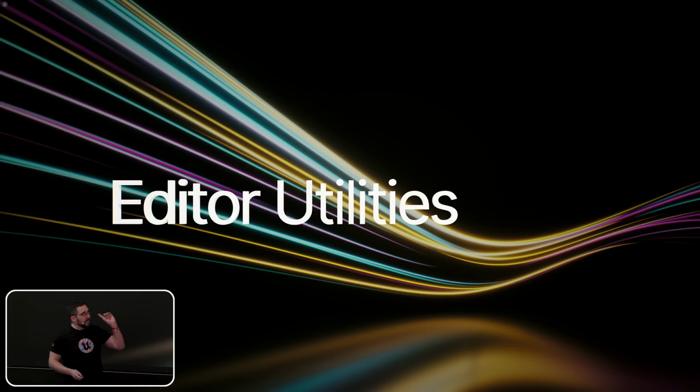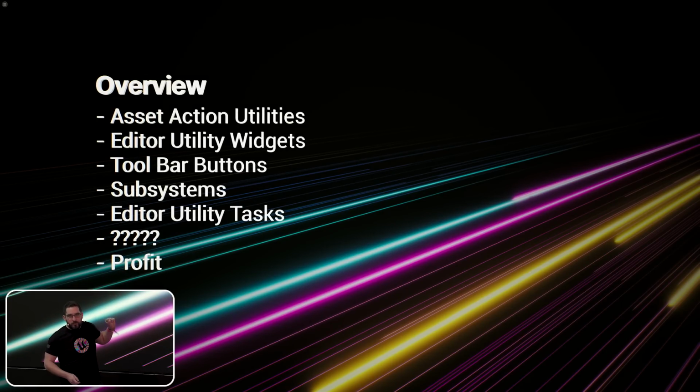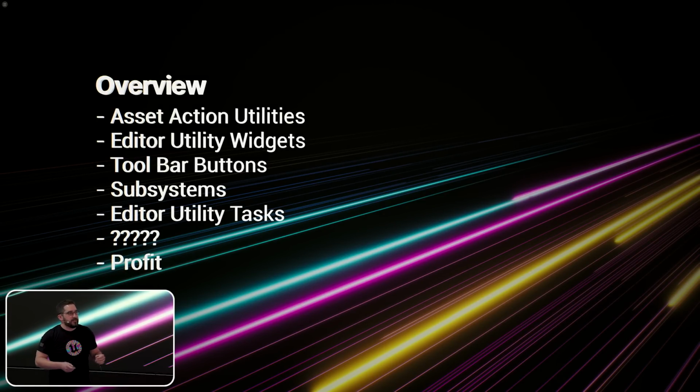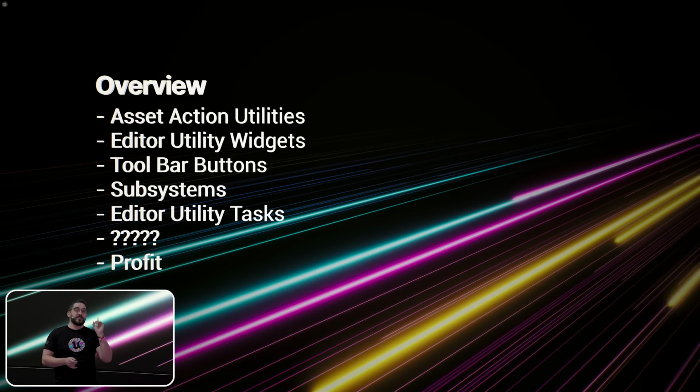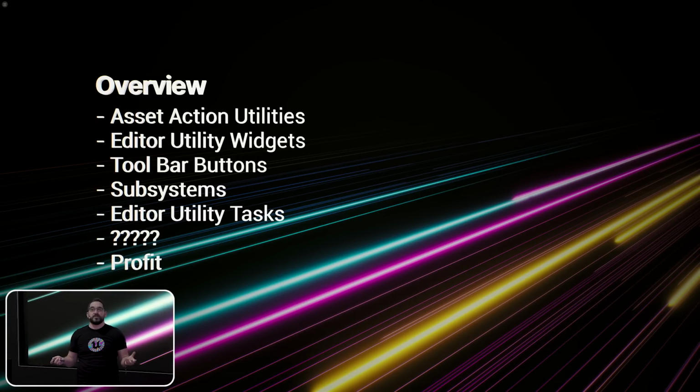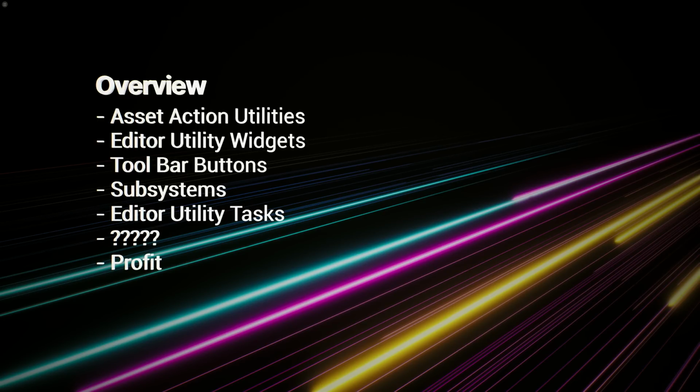Now, we've got a few different things that we need to do to make our Nanite tessellation a fire with editor utilities. We're going to start with asset action utilities, which is a great entry point into the system. Then we're going to talk about editor utility widgets, so we can do some more complicated UI. I'm also going to show you how we can make them clickable toolbar buttons, so you can launch them really easily. Then we're going to extend what we can do with editor utilities using subsystems. And finally, we're going to run all this stuff asynchronously using editor utility tasks.